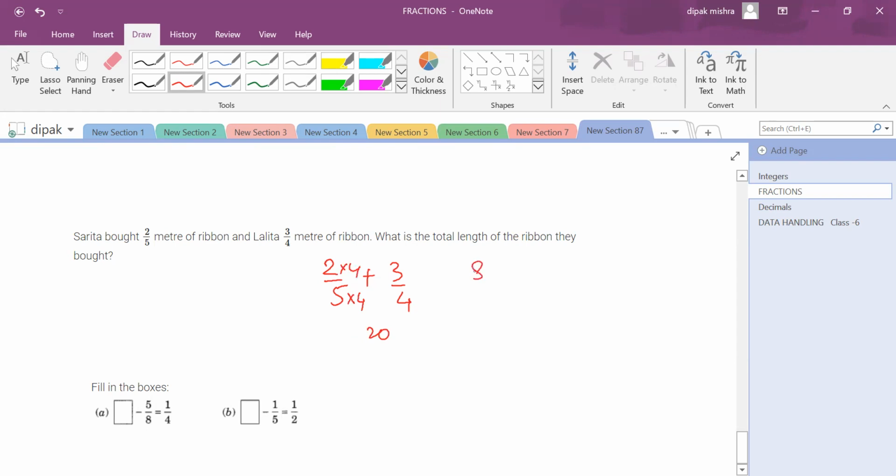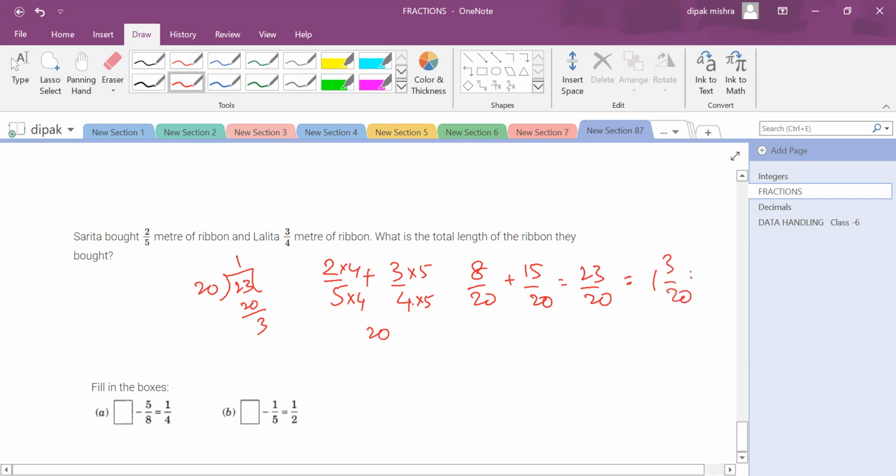So it will be 8 over 20. To make this 20, you multiply it by 5 and this by 5. So it will be 15 over 20. So 8 plus 15 is 23 over 20. Now you do some basic division. You divide 23 by 20. What are you getting? 20 times 1 is 20, so 3 is the remainder. So it will be 1 and 3 over 20 meters is your answer.